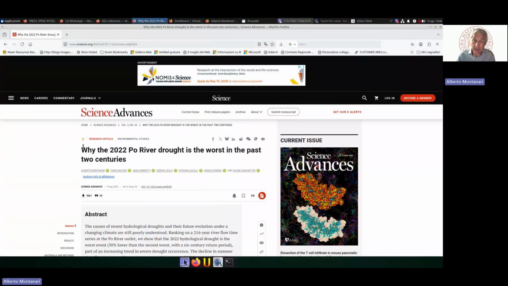And this is already a description of the subject. But besides that, I understand from the title that the paper also wants to explain why the Po River drought that occurred in 2022 was so severe. And I understand that this explanation of why the drought was so severe is a scientific one. So indeed, it's a title that is catching.